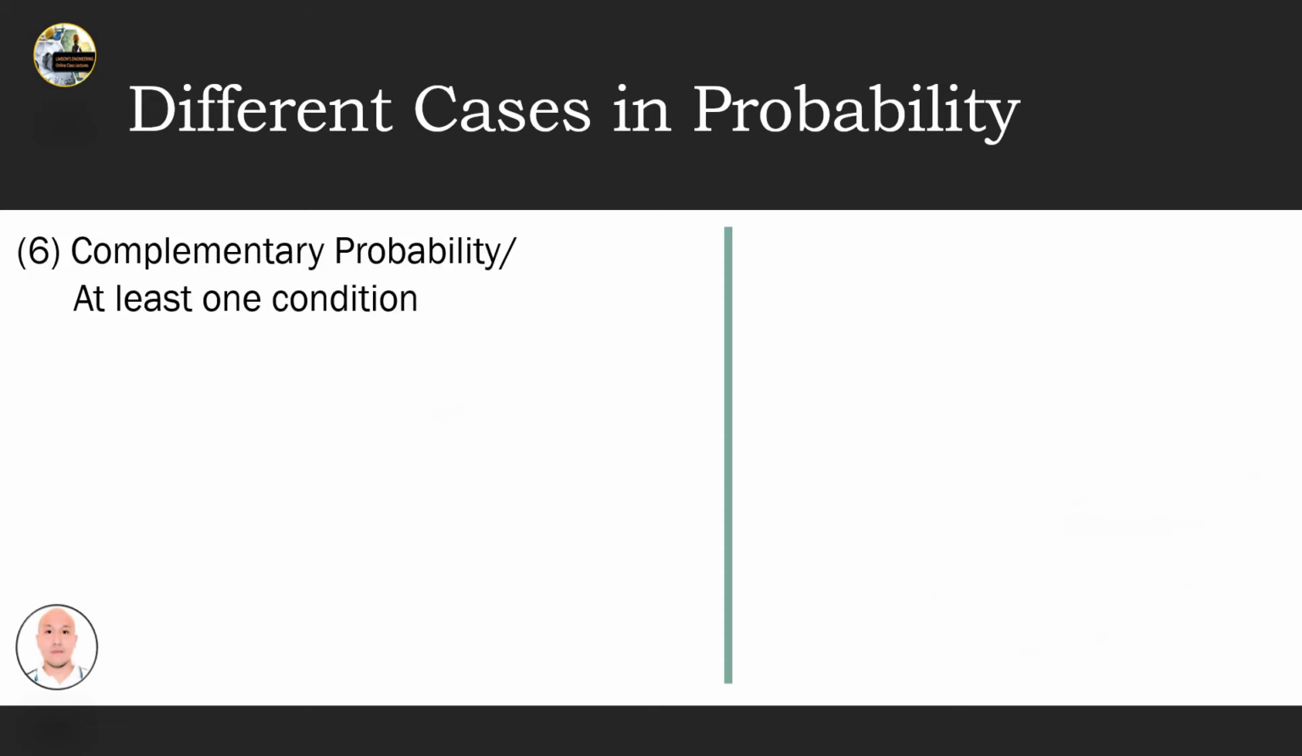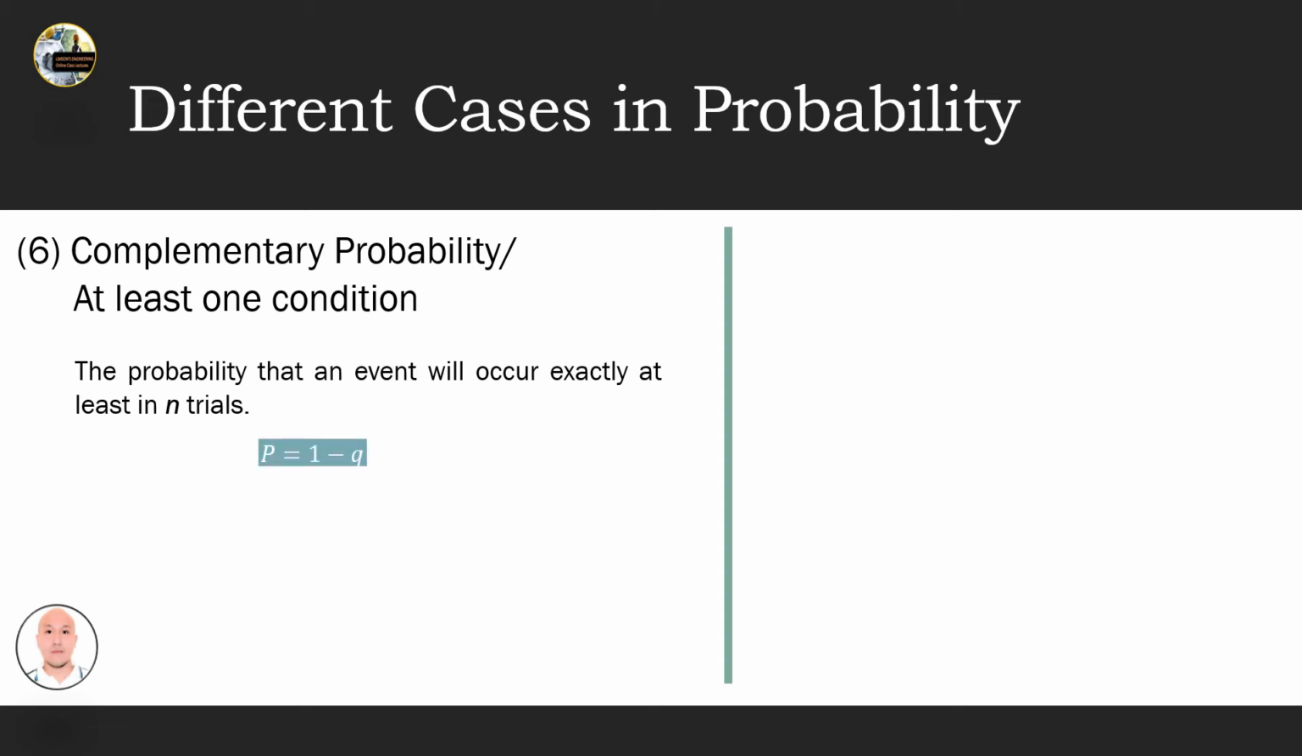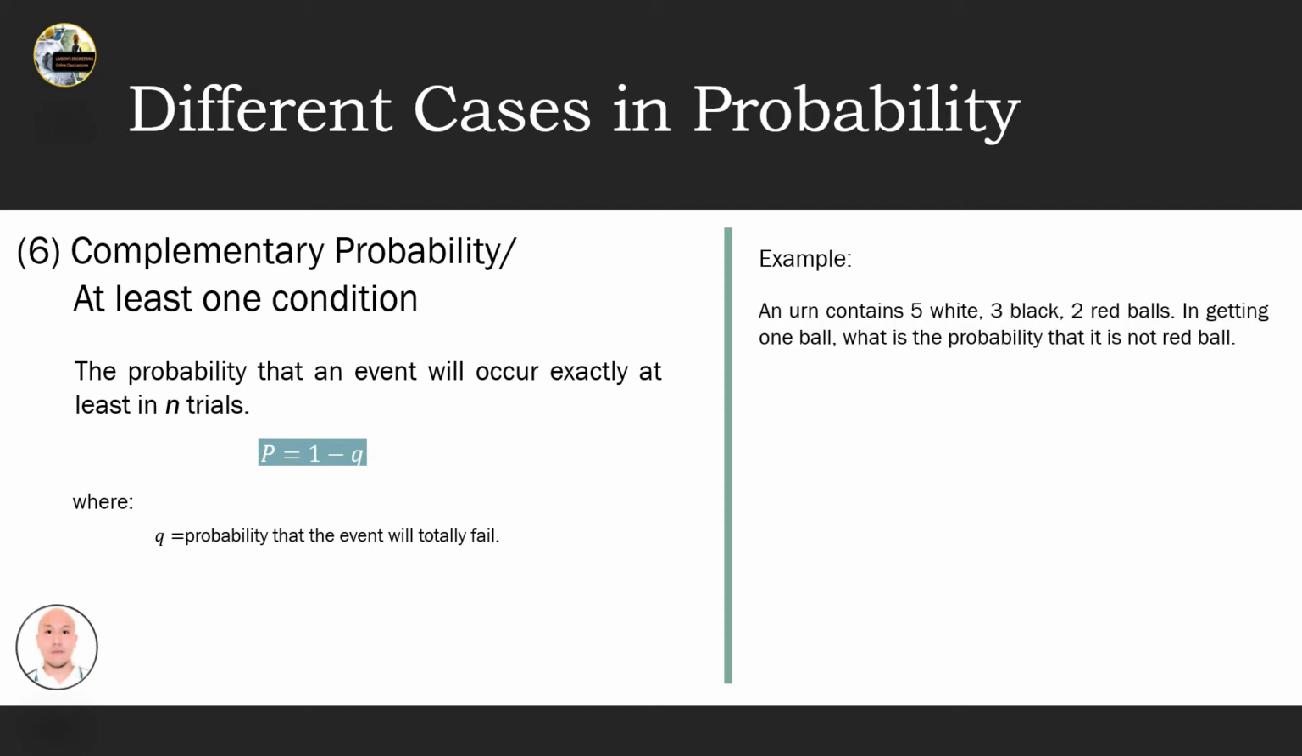Number 6, complementary probability, or at least one condition. So this is the probability that an event will occur at least once in n trials. For our formula, P is equal to 1 minus Q, where Q is the probability that an event will totally fail. So for example, an urn contains 5 white, 3 black, and 2 red balls.